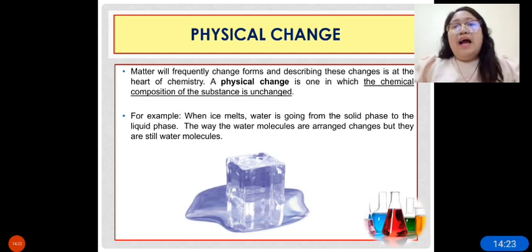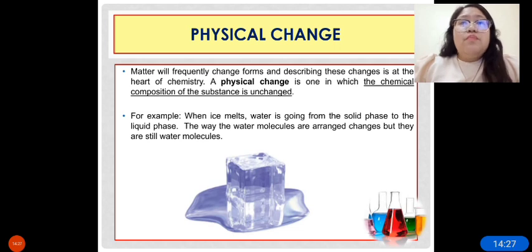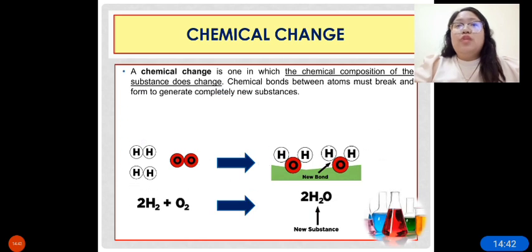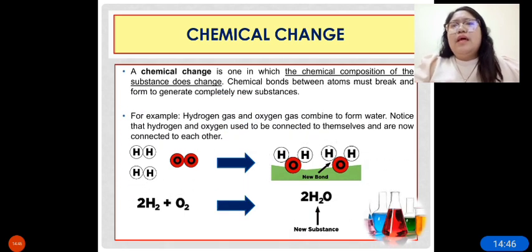So, whether it's an ice cube melting, or water boiling, or even a piece of paper being torn, these are all examples of physical changes. So, the form changes, but the substance stays the same. That's it for physical change. Now, how about chemical change?